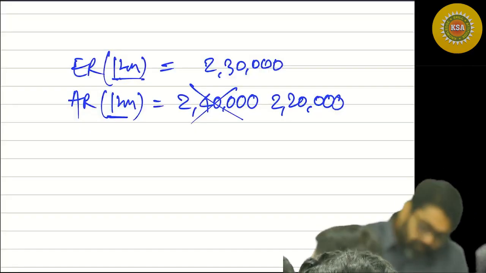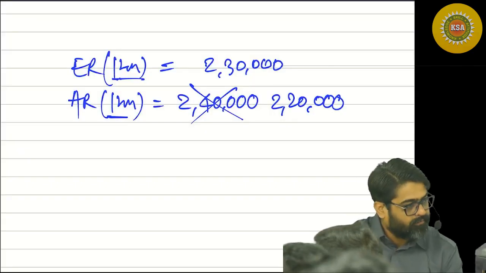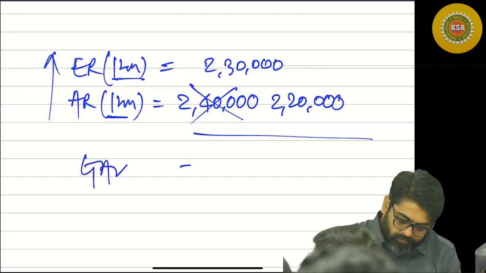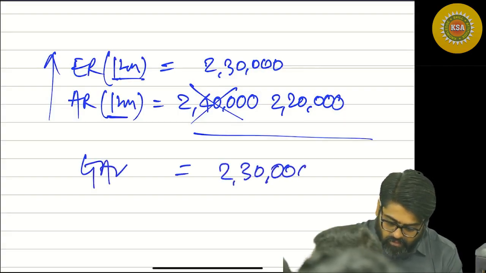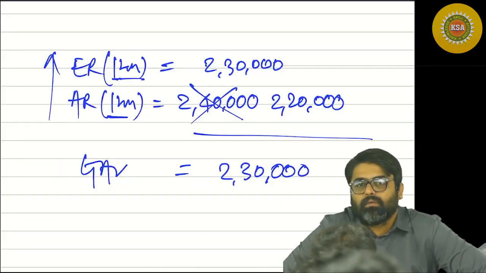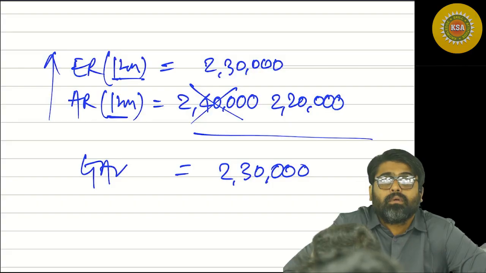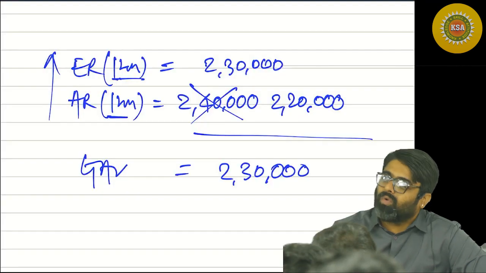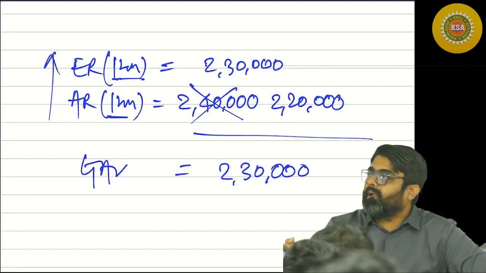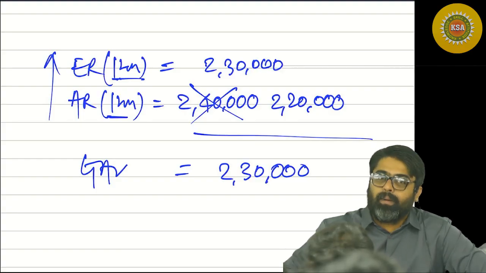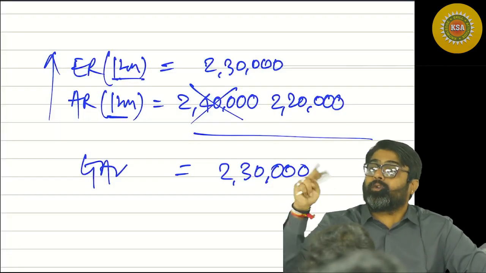Is there any vacancy? So expected rent, actual rent, whichever is higher, what will be your GAV? Don't you think this is completely illogical? Because you are getting only 2 lakh 20 and you are paying tax on how much? Actually, the bad debt happened for 20,000, and you are not getting the benefit of the entire 20,000 bad debt.